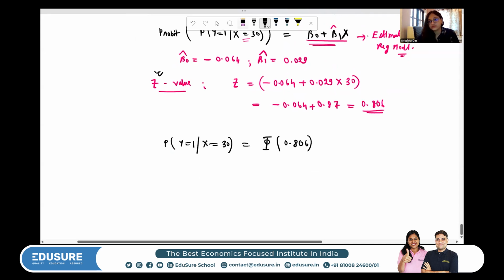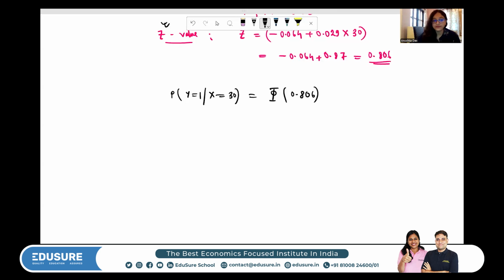If you check this from the tables given at the back of your statistics books, you will see that this value is approximately 0.791. The standard normal table is given to you in your statistics books. So you have to check the CDF value corresponding to the z value 0.806, and that will give you your answer, which is also the probability of your event y equals 1 given x equals 30.